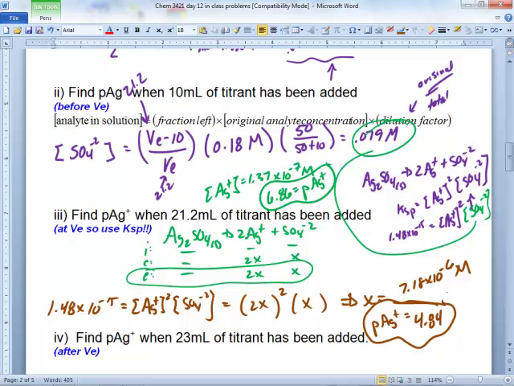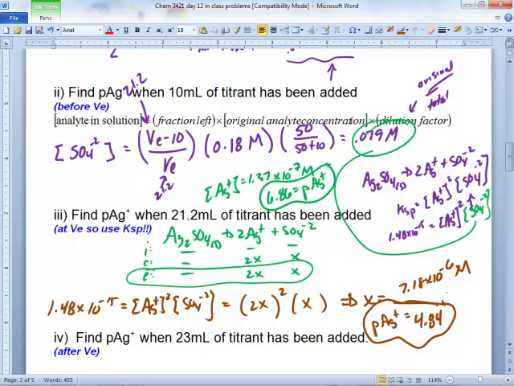Okay. So Natalie, the difference between 2 and 3 is that the one was before and the other at VE. Yep. So in the homework, I guess the trick is to look at the volume. If it matches VE, you have to do a straight KSP problem. If it's before VE, then you have to do that relationship that we just did. And if it's after VE, well, that's what's coming up down here.